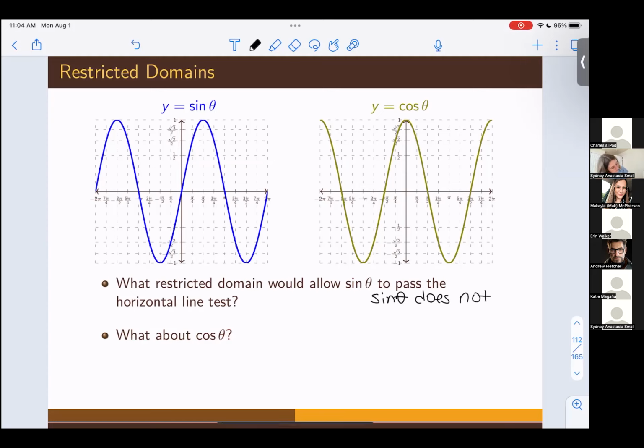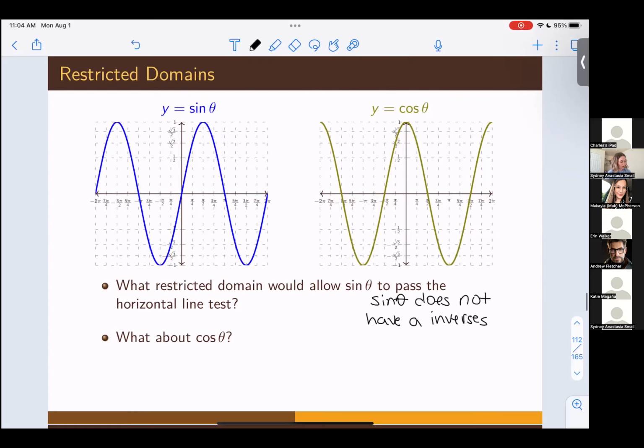Sine theta itself does not have an inverse. And that kind of seems like it contradicts what we've been talking about. Like, what are you talking about? We've just been working with the inverse of sine for the last few slides. We've actually been working with an inverse that has a restricted domain. And we'll see how that works in a second. But sine itself does not have an inverse, nor does cosine, for the same exact reason.